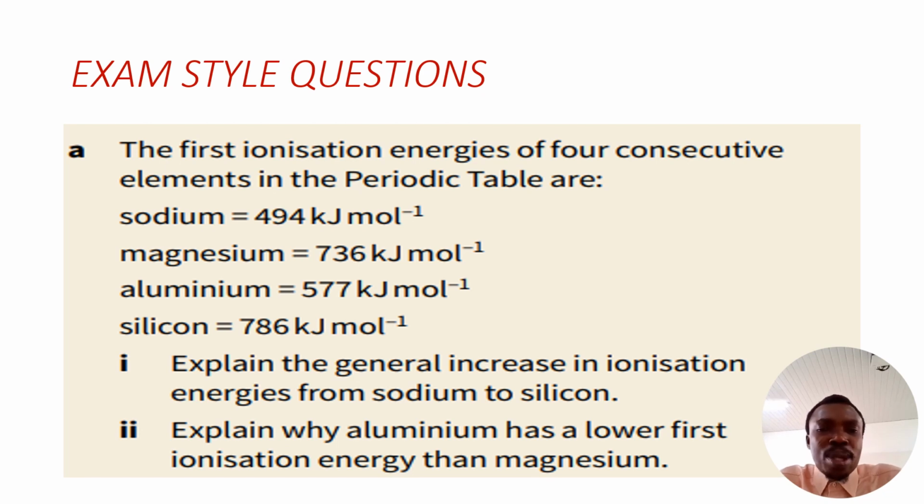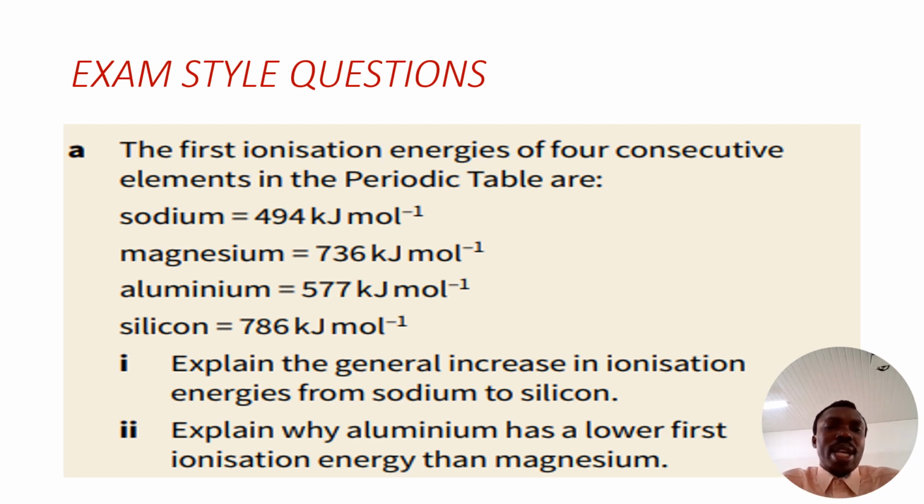As you go across the period, from the values we have here, the ionization energy increases from sodium to silicon. Ionization energy increases because the nuclear charge increases as a result of the increase in the number of protons. The shells remain the same, and the shielding remains reasonably constant.